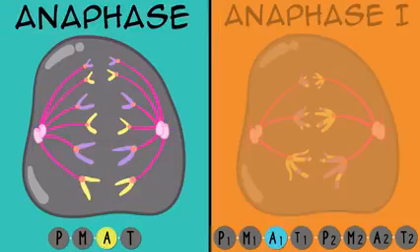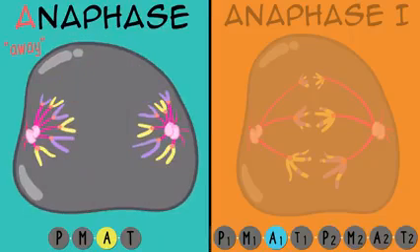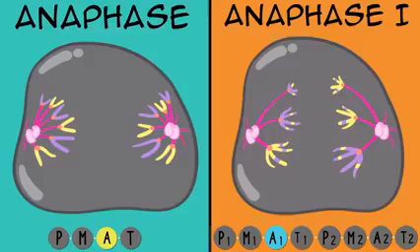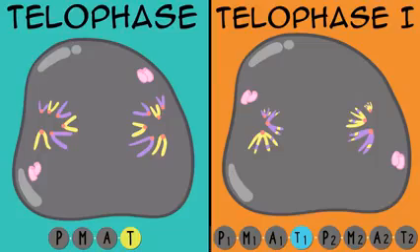Anaphase in mitosis. I like to think of the A for away. The chromatids are pulled away by the work of the spindles. They are moving to opposite sides of the cell. Anaphase 1 in meiosis. Same thing, but in this case, it's the chromosomes, not chromatids, being pulled away to opposite sides of the cell. Telophase in mitosis and telophase 1 in meiosis.